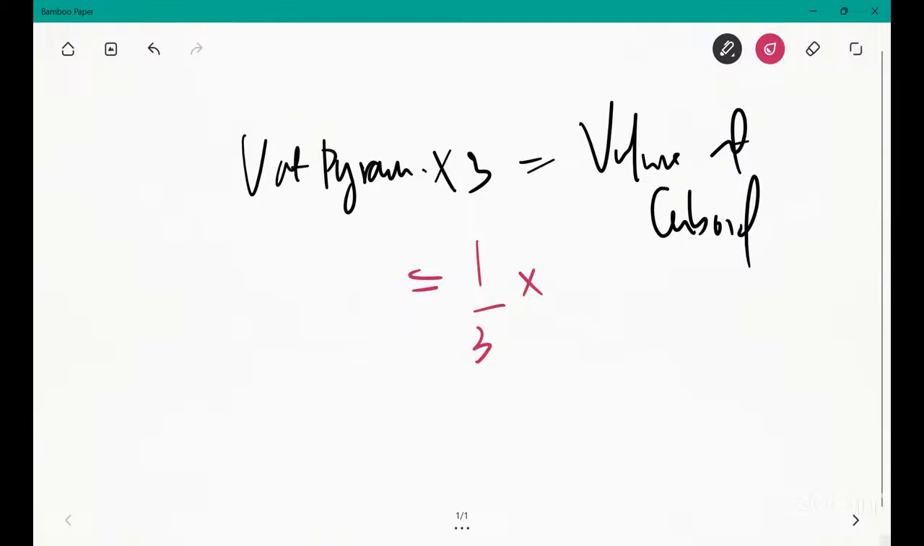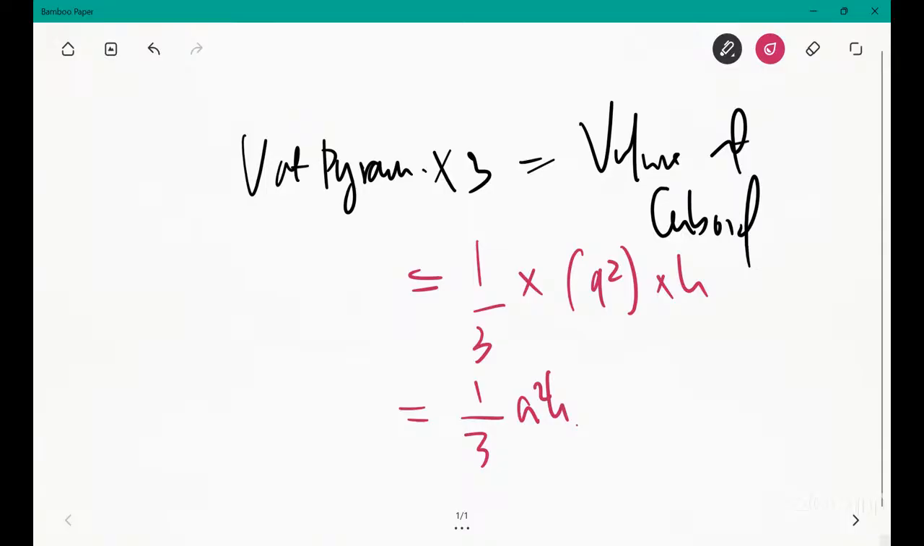Volume of a cuboid is what? Area of the base into the height. It's the area of a square into the height. So the area of a square is a squared into h. Therefore, it's 1/3 a squared h.